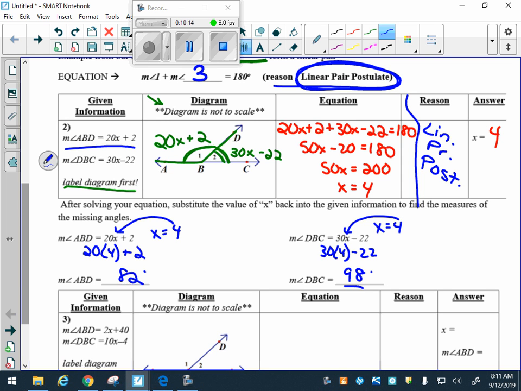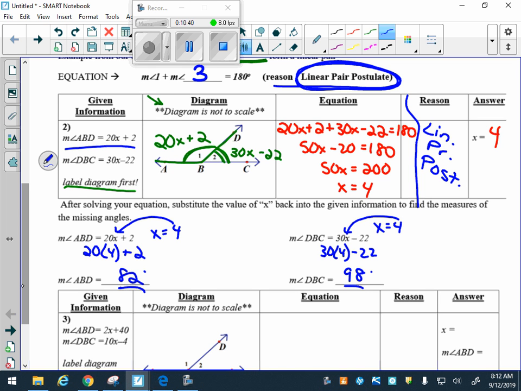And then you want to sort of check, do these add up to 180? Yes, that's what we want them to do. They do. You might think to yourself, well, I got 82. I don't need to bother plugging in 4 for the other one. I can just say 180 minus 82 and get my answer. That's true if you did it right.